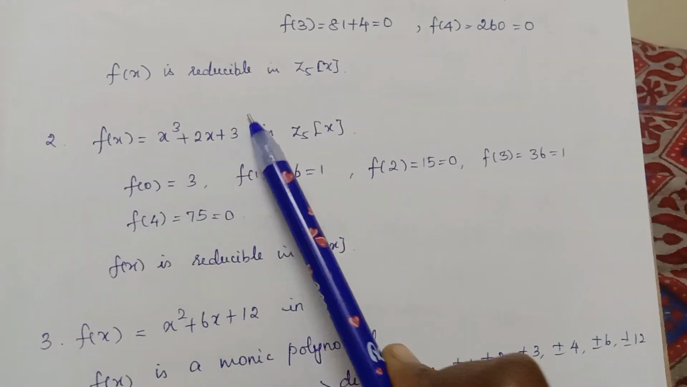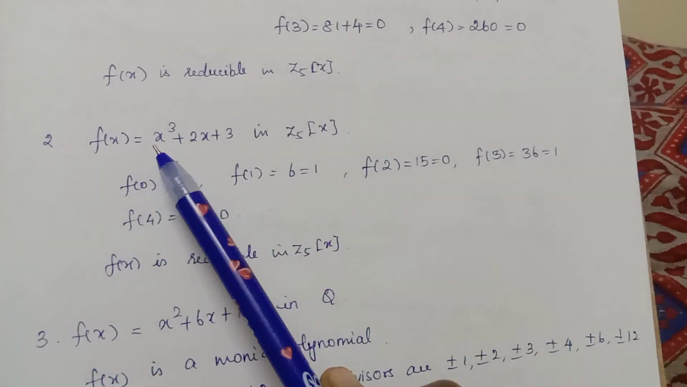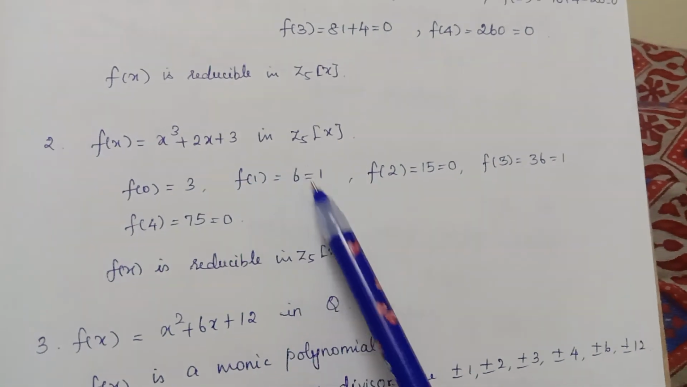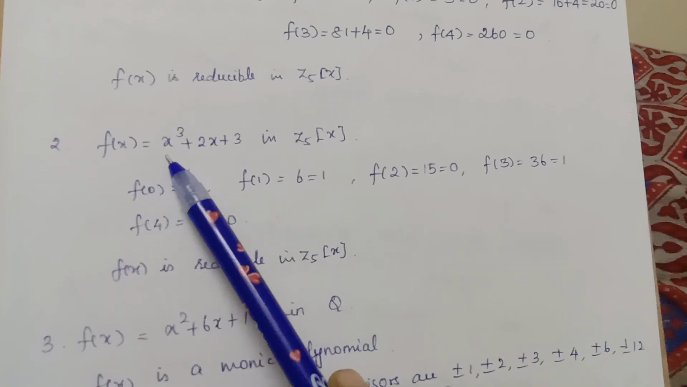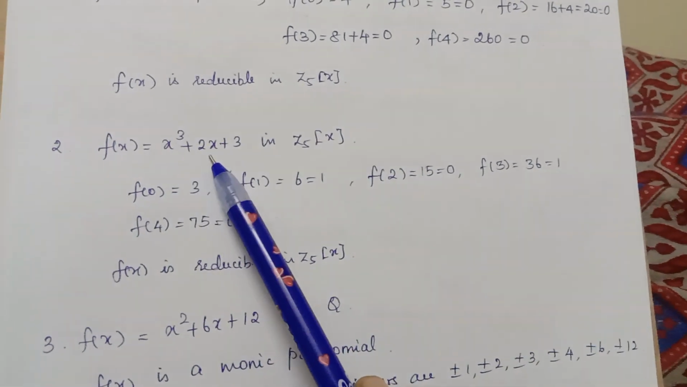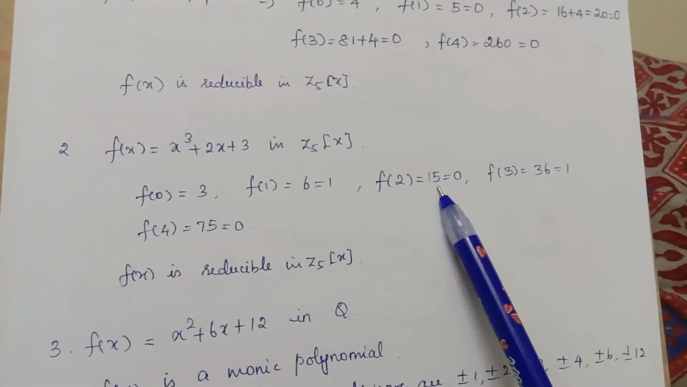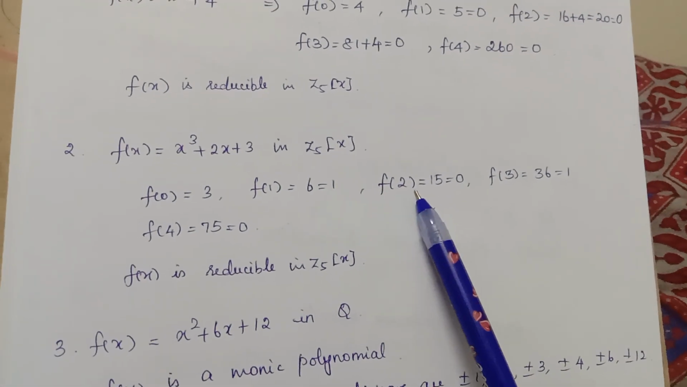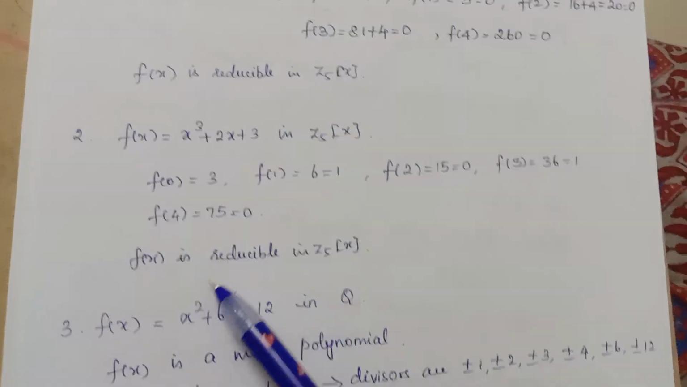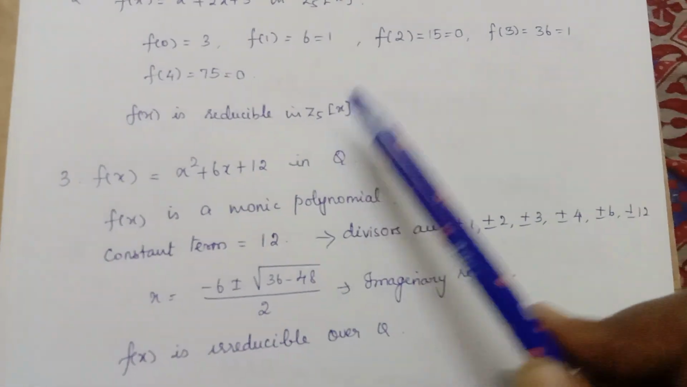So f of 0 equals 3, a non-zero value. f of 1 equals 1 plus 2 plus 3, which is 6, but in Z5 it is equal to 1, right? And f of 2 equals 8 plus 4, 12, 12 plus 3 is 15, which is equal to 0. So here I am getting a 0, so I stop here and write that f of x is reducible in Z5[x].